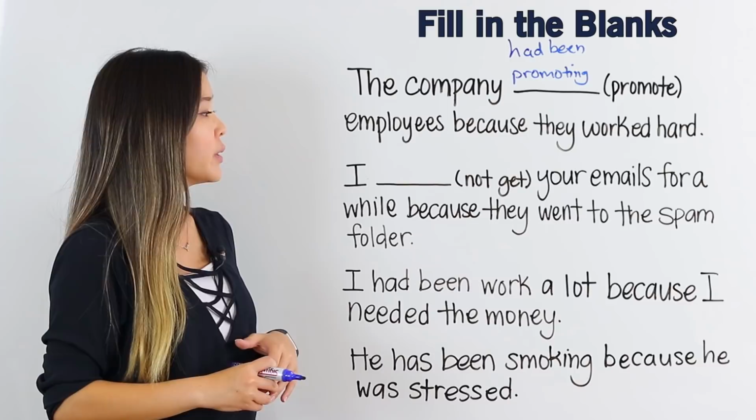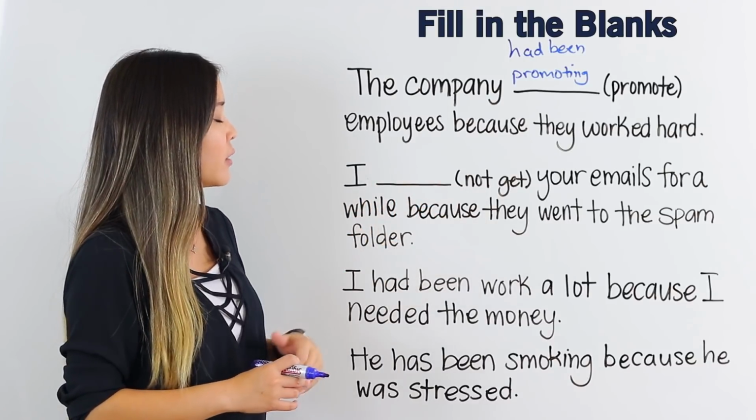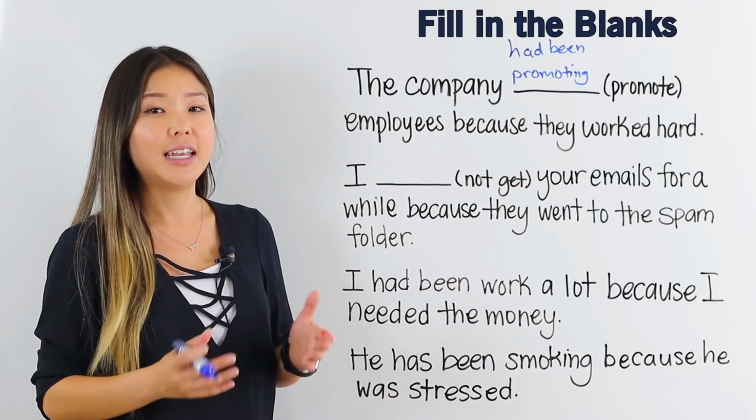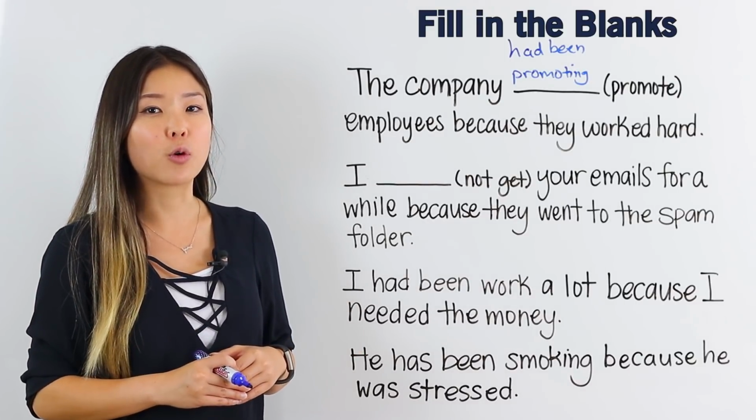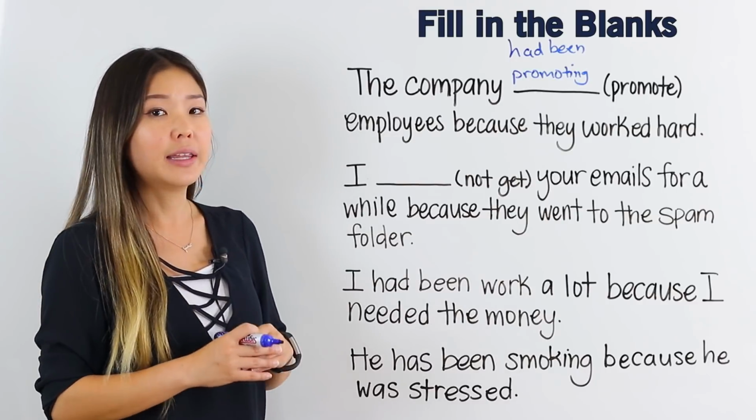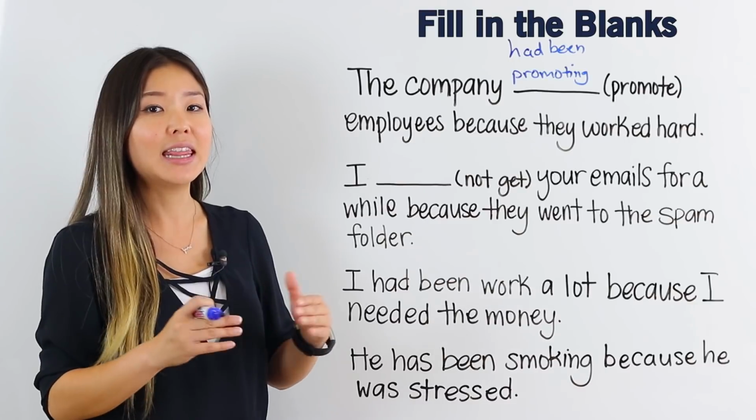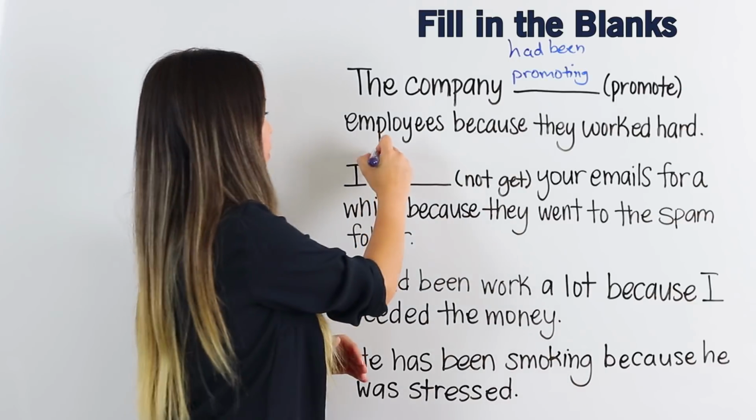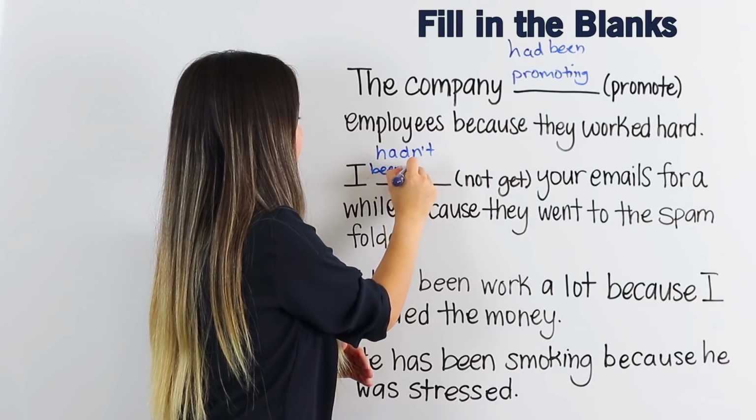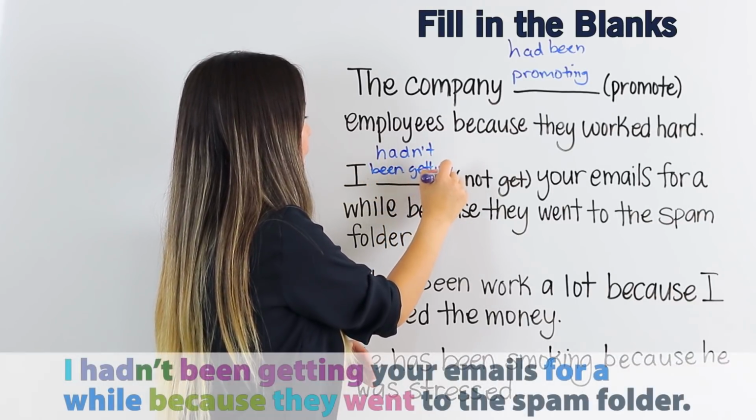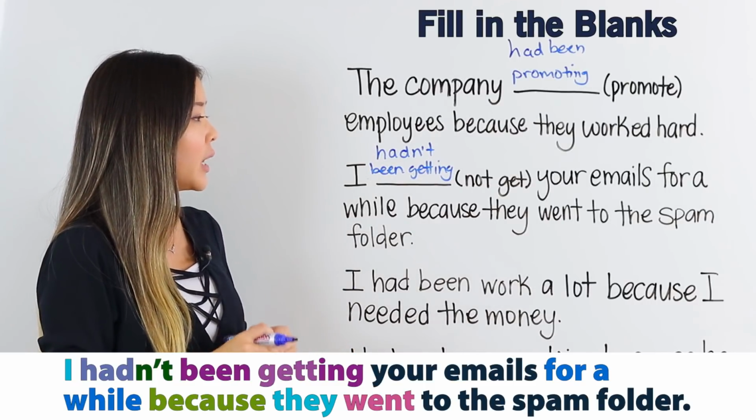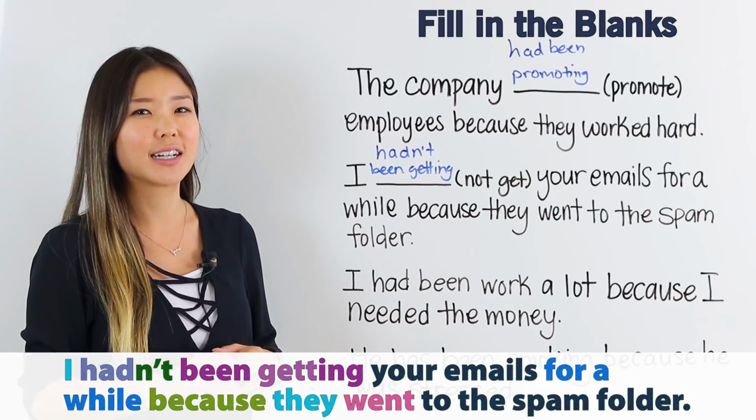The next example says, I blank your emails for a while because they went to the spam folder. Here, try to use the negative form with the verb get. Remember, in the negative form, we say had not been getting, or the contraction hadn't been getting. I hadn't been getting your emails for a while because they went to the spam folder.